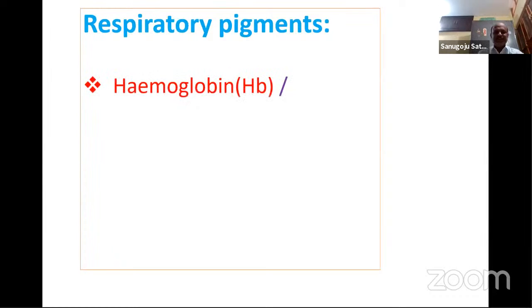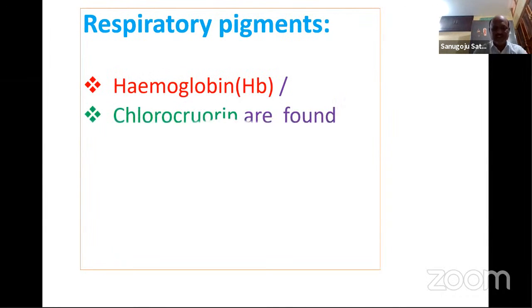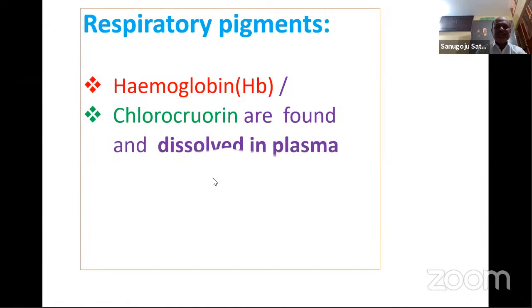Respiratory pigments, these are not the respiratory pigments. These are blood pigments actually. These are present in blood. Hemoglobin is a blood pigment, a respiratory pigment. Chlorocruorin is also a respiratory pigment present in blood. They are found dissolved in plasma.